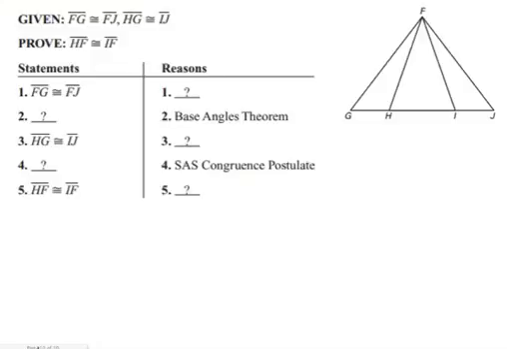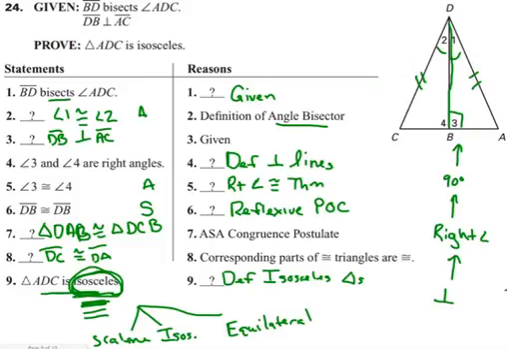I have another quick proof here. Why don't you pause it and try this? It really should be pretty simple. It uses the base angles theorem. It uses this triangle here, a little concept there, and this should probably be CPCTC. Go back through and see if there's anything that you've missed throughout this lesson.